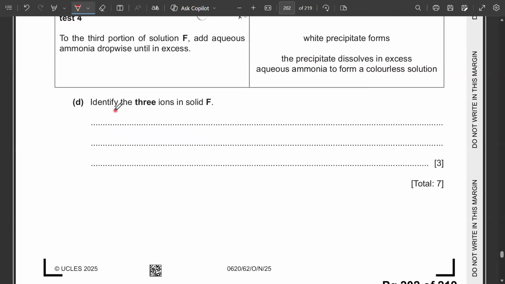Part D says identify the three ions in the solid F. So which three ions are present in solid F? We identified sodium ion because of the flame color, and the anion was iodide ion, and the third one was the zinc 2+ ion. So these three ions were present.